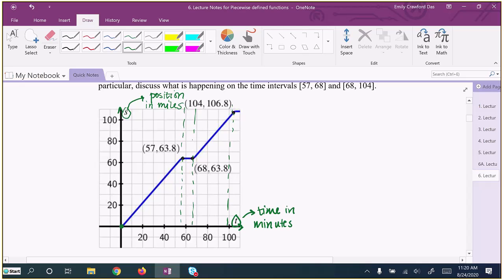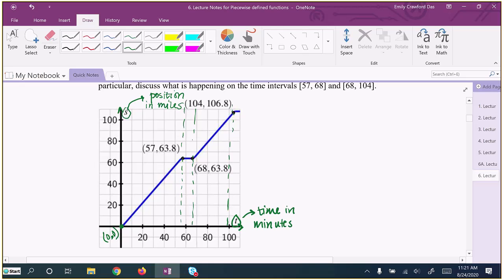So then it asks us to describe, in everyday language, what is going on here. So this point 0, 0, I can understand that that means that when 0 minutes have elapsed, we have traveled 0 miles.